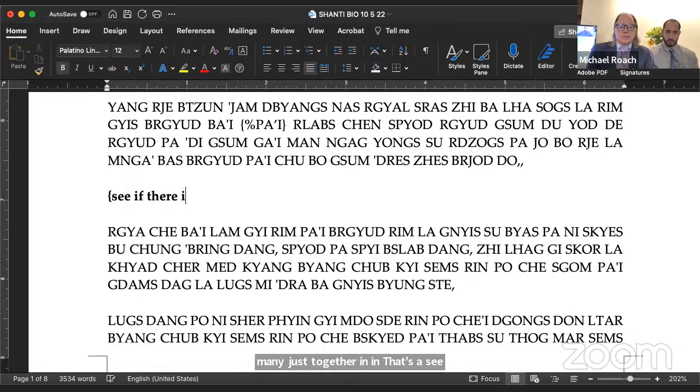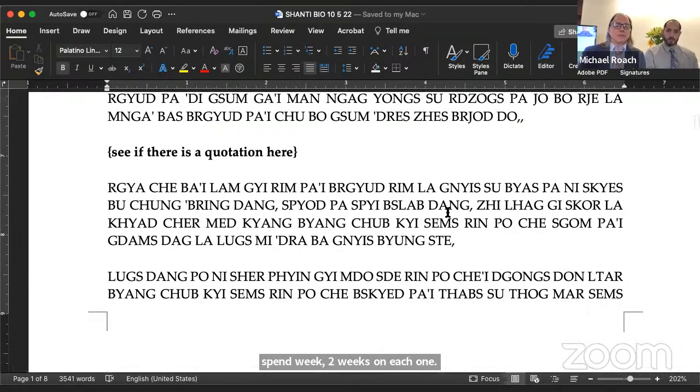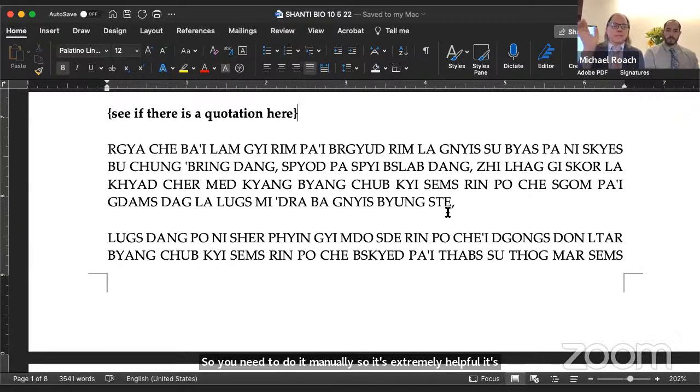Let's see if there is a quotation here, and then we'll look it up in the ALL database. The whole process takes about 30 seconds to find it, chop it out, and put it in the text. I used to spend a week, two weeks on each one when you do it manually, so it's extremely helpful. It's a miracle, actually.